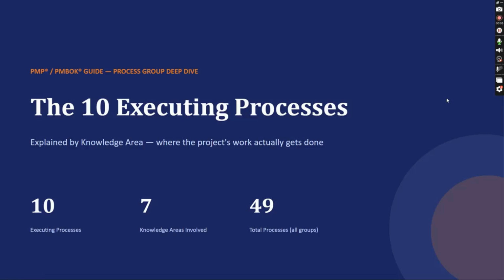So let's get started. In the previous video, we have seen the 24 processes of planning. In this video, we'll be covering the executing process. It has 10 executing processes, 7 knowledge areas involved, and in total 49 processes. We have seen initiation, planning, and this is the phase of execution.